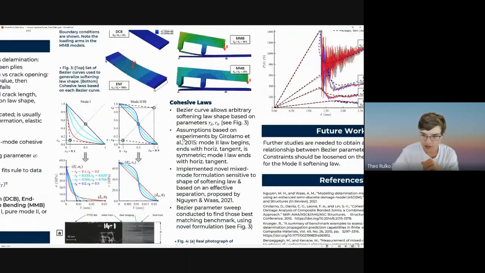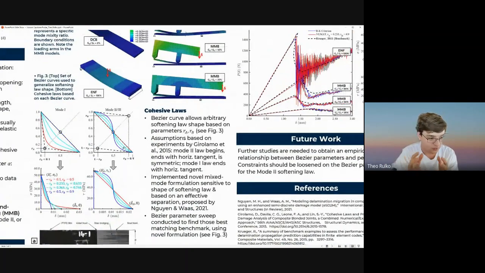In terms of the cohesive law, we developed a method to generalize it using only a few parameters, using a Bezier curve for mode 1 and then another one for mode 2 to define the softening portion of the law. We made some assumptions based on experiments from literature to constrain these values to decrease the parameter space that we were testing. And then we tested 4 curves for mode 1 and 4 curves for mode 2, which you can see here. And then we tested each combination to try to find the best set of RA and RB parameters that would give us results that most matched the benchmark values.